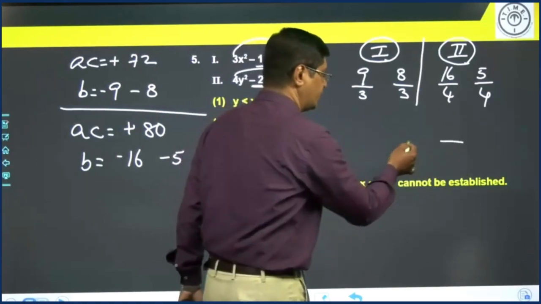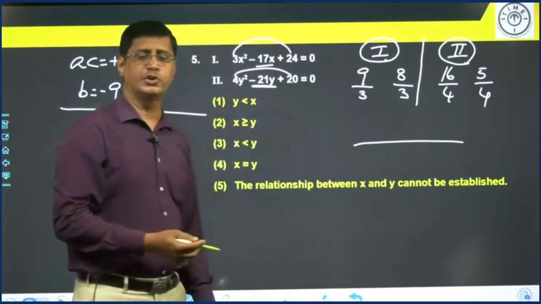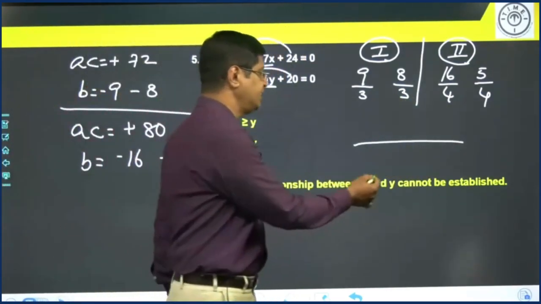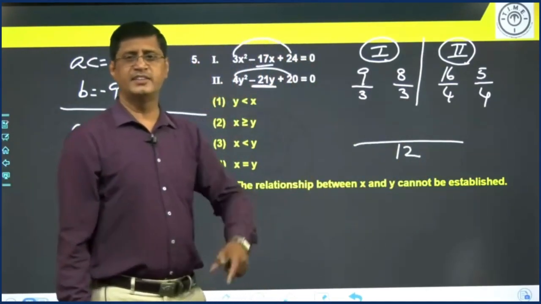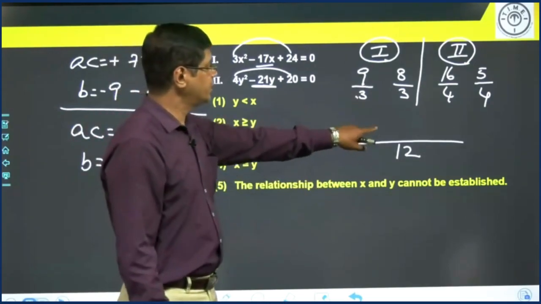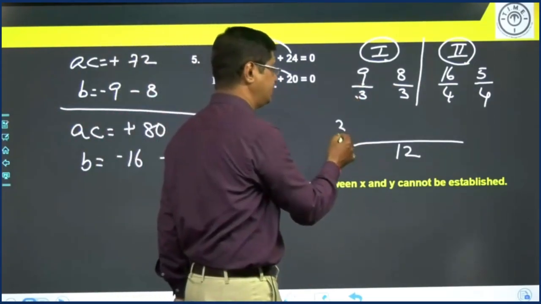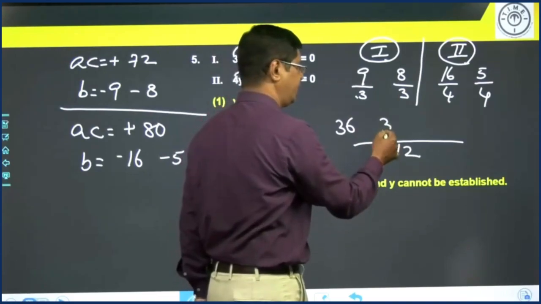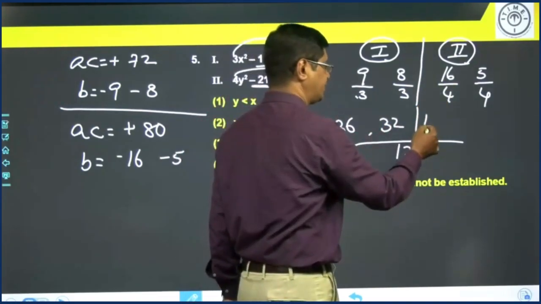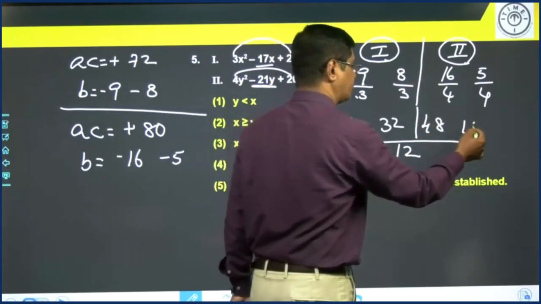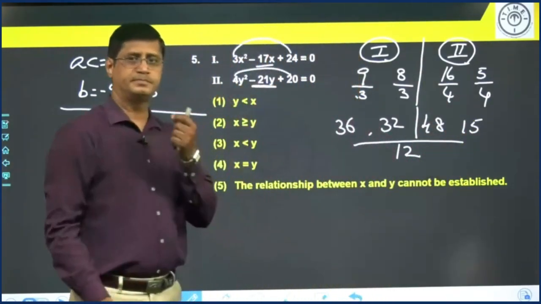So what I am doing here: 3 and 4 are two consecutive natural numbers. The LCM is the product, that is 12. 3 into 4 is 12, that is the LCM. Now how many times is it becoming? 4 times. 4 times 9 is 36. 4 times 8 is 32. And similarly 3 times 16 is 48. 3 times 5 is 15.